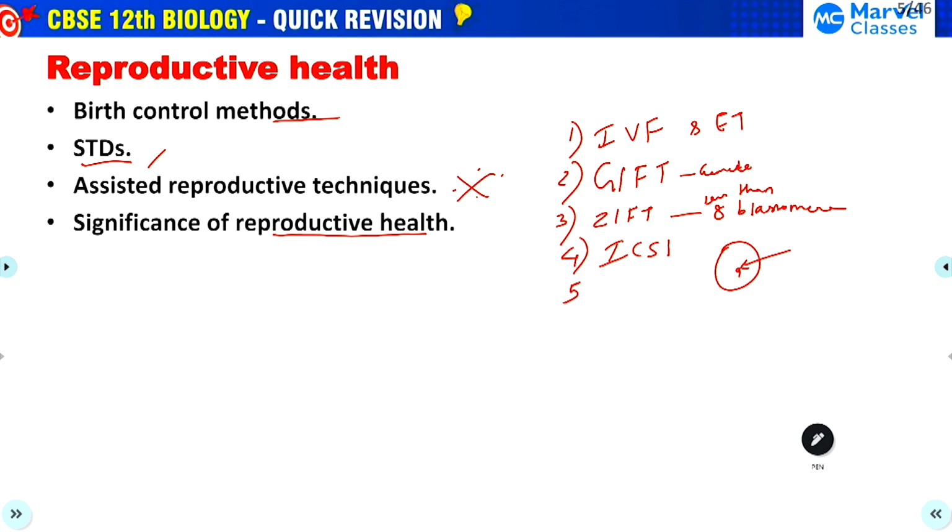Then the last one is AI, artificial insemination. It is done for a male or husband who has a low sperm count. For them, they will do this procedure, artificially inseminating. Okay, so like that you can mention.